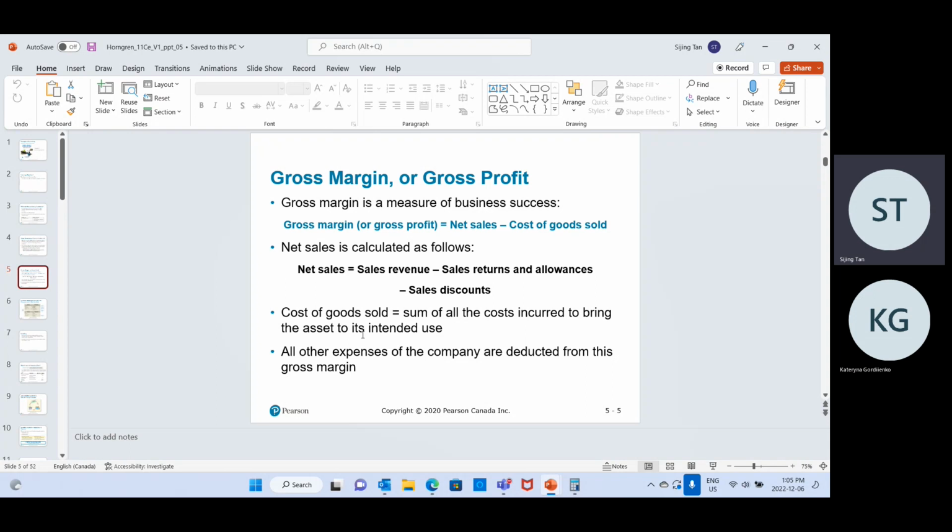Cost of goods sold is the cost of any asset, the sum of all the costs incurred to bring the asset to its intended use. Now, in the case of inventory, the intended use is to sell the asset. So it is the cost incurred to bring the inventory ready for sale, not the cost of selling the inventory. So what is the cost of selling the inventory? It includes costs such as advertising, sales staff salaries, and office rentals, right? All those become another expense, which we call operating expenses. So that's different, okay? So pay attention to that.